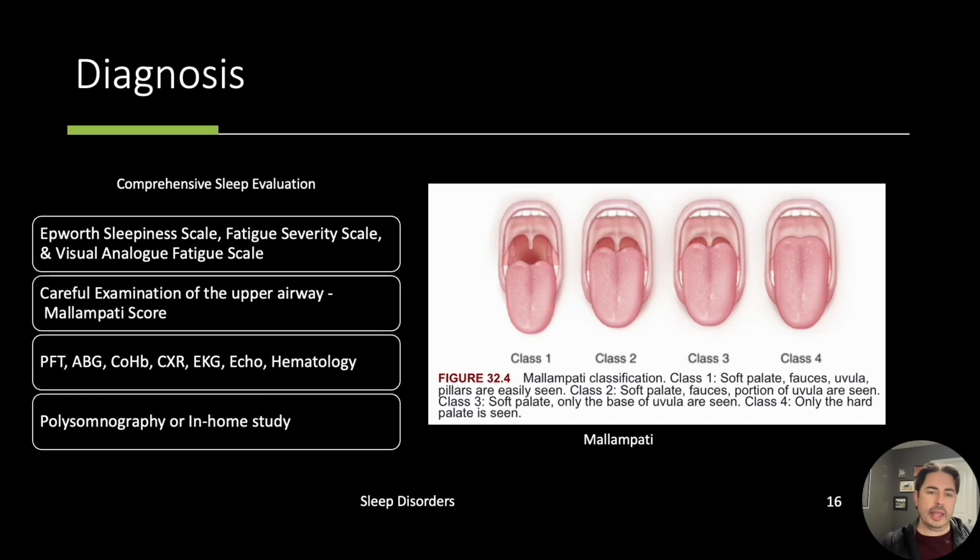So when we look at diagnostic procedures, when we look at ways that we're going to evaluate, we've got a number of different things that we want to do. Part of what we do is a patient interview. So we have the Epworth sleepiness scale, a fatigue severity scale, and a visual analog fatigue scale. Is this something that is truly caused by a sleep disorder, or is it more due to fatigue, where you may have anemia or your electrolytes are out of balance, leading to your fatigue?